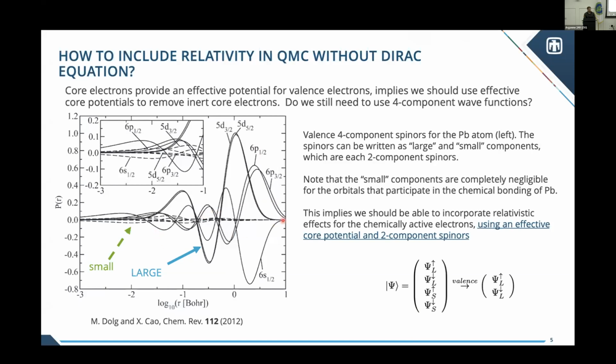If you look into the region of space where the orbitals would actually be participating in bonding, so in this 10 to the 0 to 10 to the 1 Bohr, the orbitals are completely dominated by the large component. The small components, which are these dashed lines, are completely 0. So that means that if you're going to use pseudopotentials to represent relativity, you actually don't need 4-component spinors. You can get away with 2-component spinors because the small components are effectively 0. So that's two of the things that we need. We need a relativistic pseudopotential and we need spinors. And in QMC, we'll need 2-component spinors.